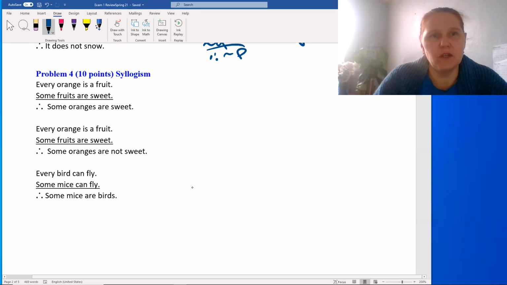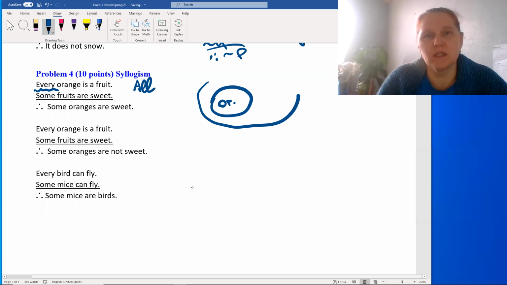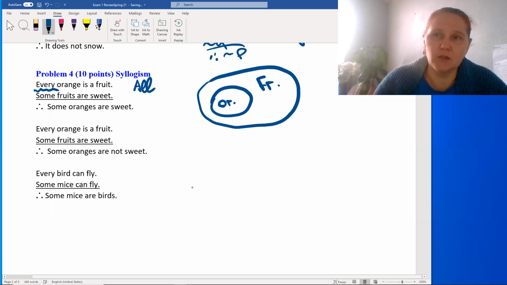Okay, every orange is fruit. Actually, every is another word for all, meaning that all oranges must be inside of fruits. So this is the first premise. Both premises must be represented on the same diagram. Don't draw them separately. You can draw them separately for yourself, but the answer must contain both premises on the same diagram. Some fruits are sweet.